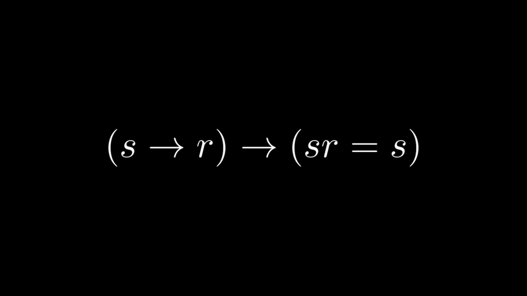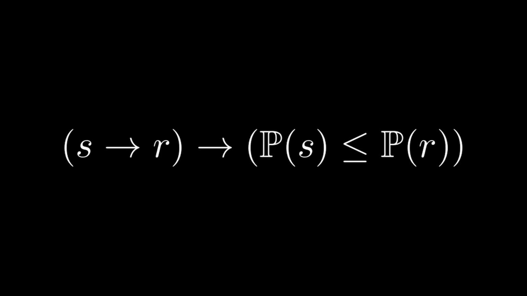Now for implication, recall that S implies R means that whenever S is true, R must be true as well. And so if S implies R, that implies that SR is just equal to S. The diagram for implication is called an Euler diagram, and whenever S is true, R is true as well, so we indicate that by putting a circle for S completely inside a circle for R.